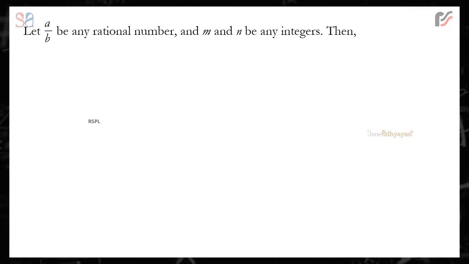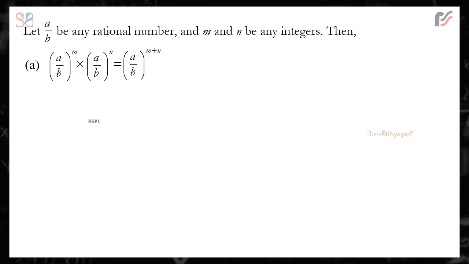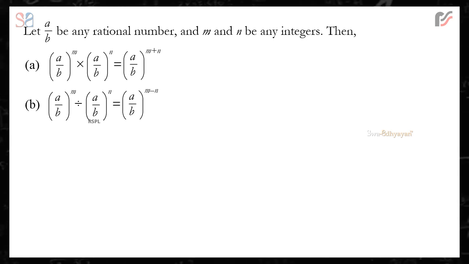Let a/b be any rational number and m and n be any integers. Then (a/b)^m multiplied by (a/b)^n is equal to (a/b)^(m+n). B. (a/b)^m divided by (a/b)^n is equal to (a/b)^(m-n).